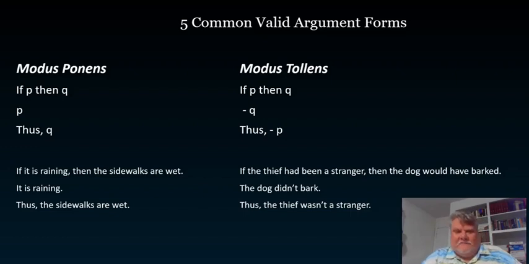Modus tollens will always take this form. If P, then Q. Not Q, therefore not P. Here's a great example that I love from Sherlock Holmes. If the thief had been a stranger, then the dog would have barked. But the dog didn't bark. Therefore, the thief wasn't a stranger.